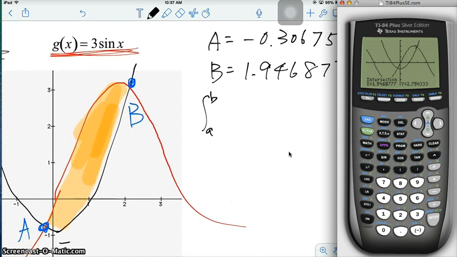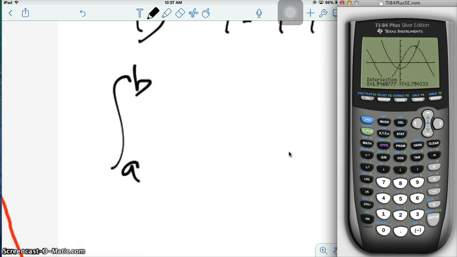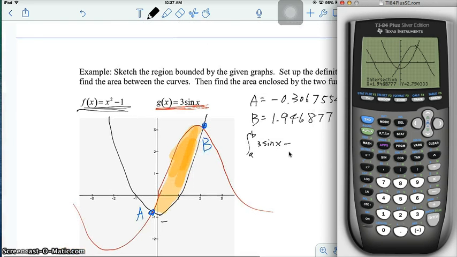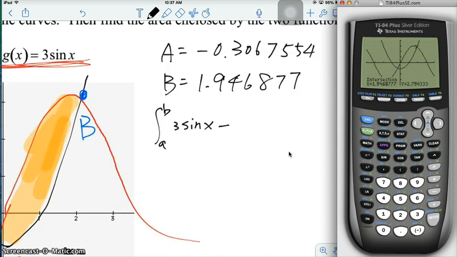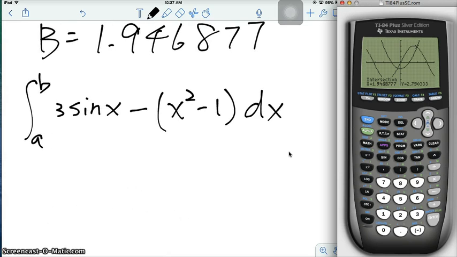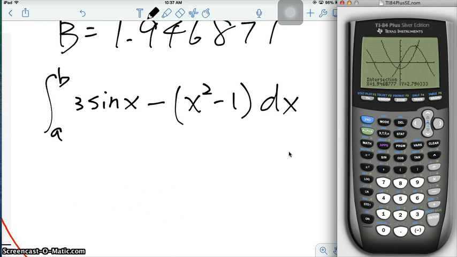Okay, so what we're going to do is g minus f of x. So g is 3 sine x, minus f of x, which is x squared minus 1. Parenthesis everything. Okay, now I'm going to teach you how to use the calculator to solve this kind of problem. So I'm going to go ahead and quit.